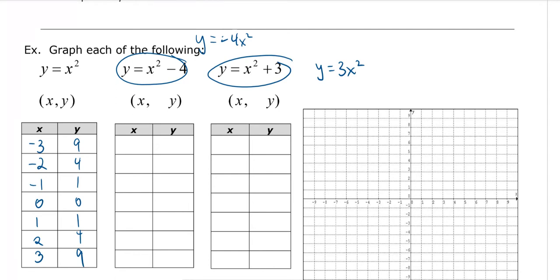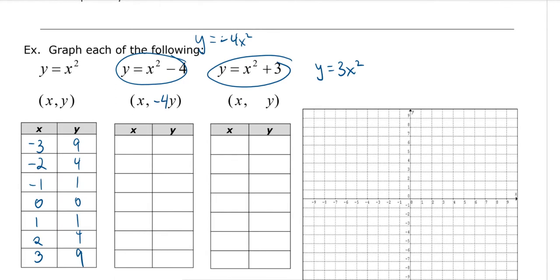So the a value in this case is negative 4. So all you're going to be doing is multiplying the y values by negative 4 from your base graph. And for this one, you're going to be multiplying them by 3. So you can keep the x values the way they are, because a does not affect the x values. Only h does.